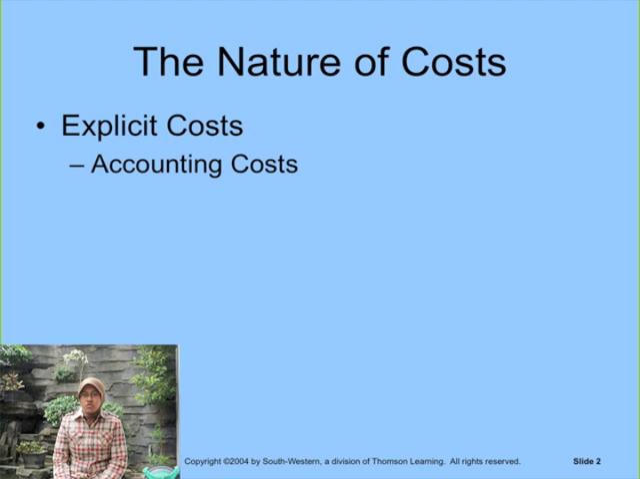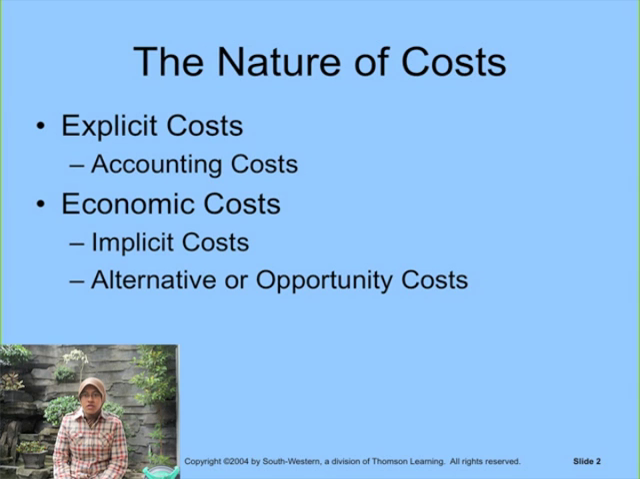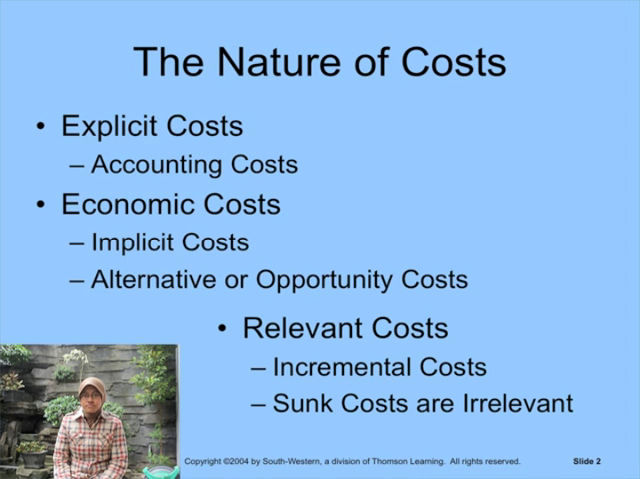First, explicit costs. It is the actual expenditures of the firm to hire, rent, or purchase the inputs it requires in production. For example, accounting cost. Second is economic cost. It is the firm's actual expenditures or explicit costs incurred for purchased or rented inputs. For example, implicit cost and alternative or opportunity cost. Third is relevant cost. Consists of the incremental cost and sunk cost.